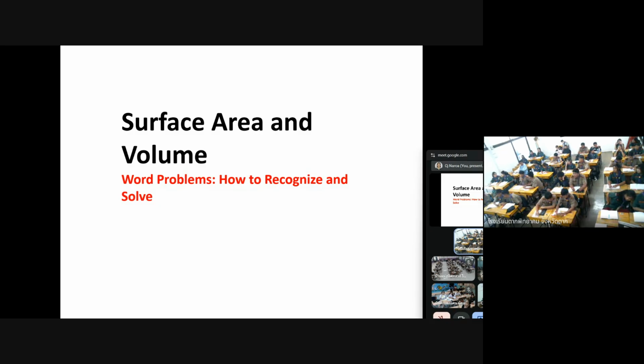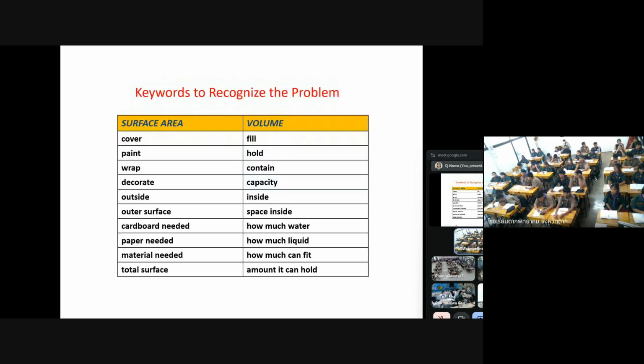So now, again, we need to recognize the word problem if it is surface area or volume. So I'll give you the keywords. A lot of keywords that you can recognize if the problem is for surface area or volume. These are the list of keywords for when we're gonna solve for surface area. As you can see, cover. So cover of the notebook, cover. That is outside, right? So therefore, this is surface area.